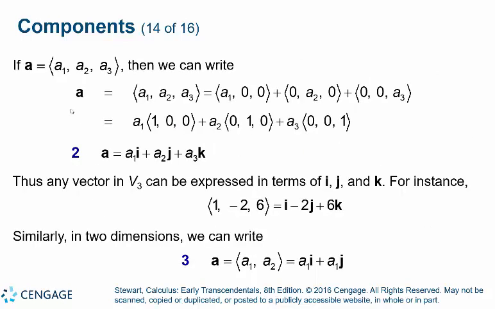So if you have vector A, which can be written as components A1, A2, A3, then you can actually just write vector A as equal to the x component times i, plus the y component times j, plus the z component times k, always. So if you have a vector in V3, you can express it in terms of i, j, and k like this. For example, if you have the vector 1, negative 2, 6, this would be equal to 1i minus 2j plus 6k. You can do the same thing in 2 dimensions, just without the k term. This is just another common way to represent vectors.